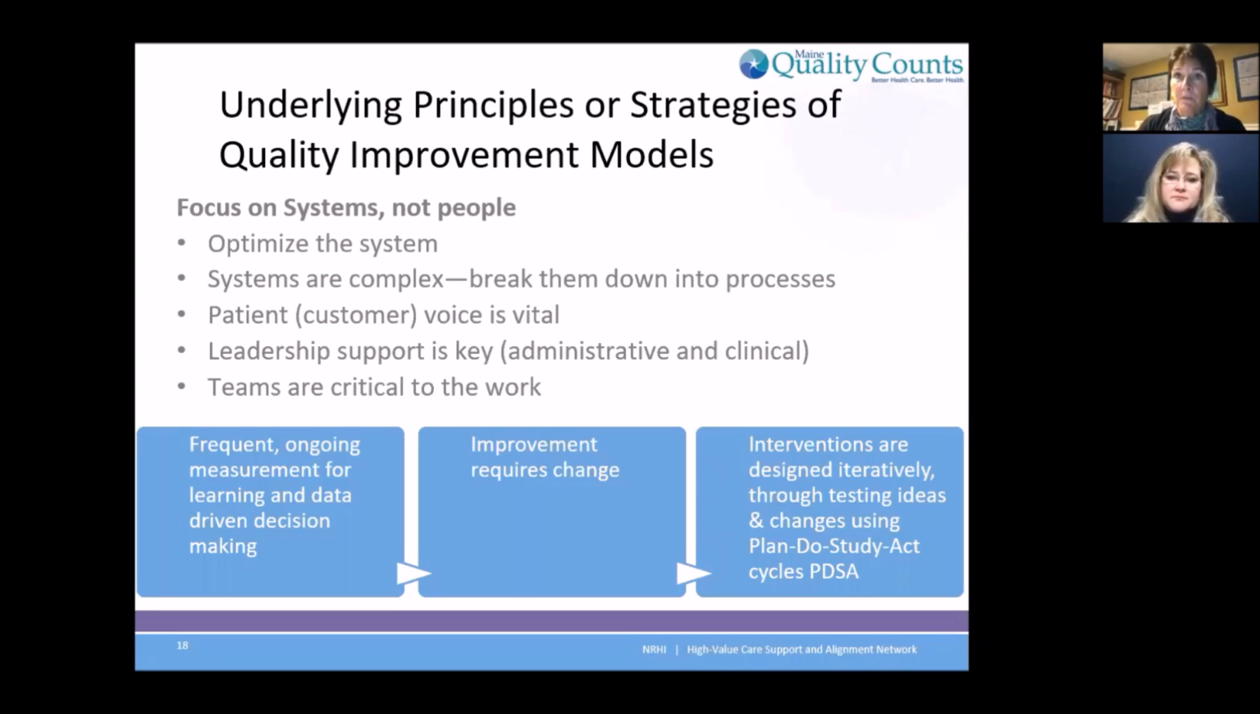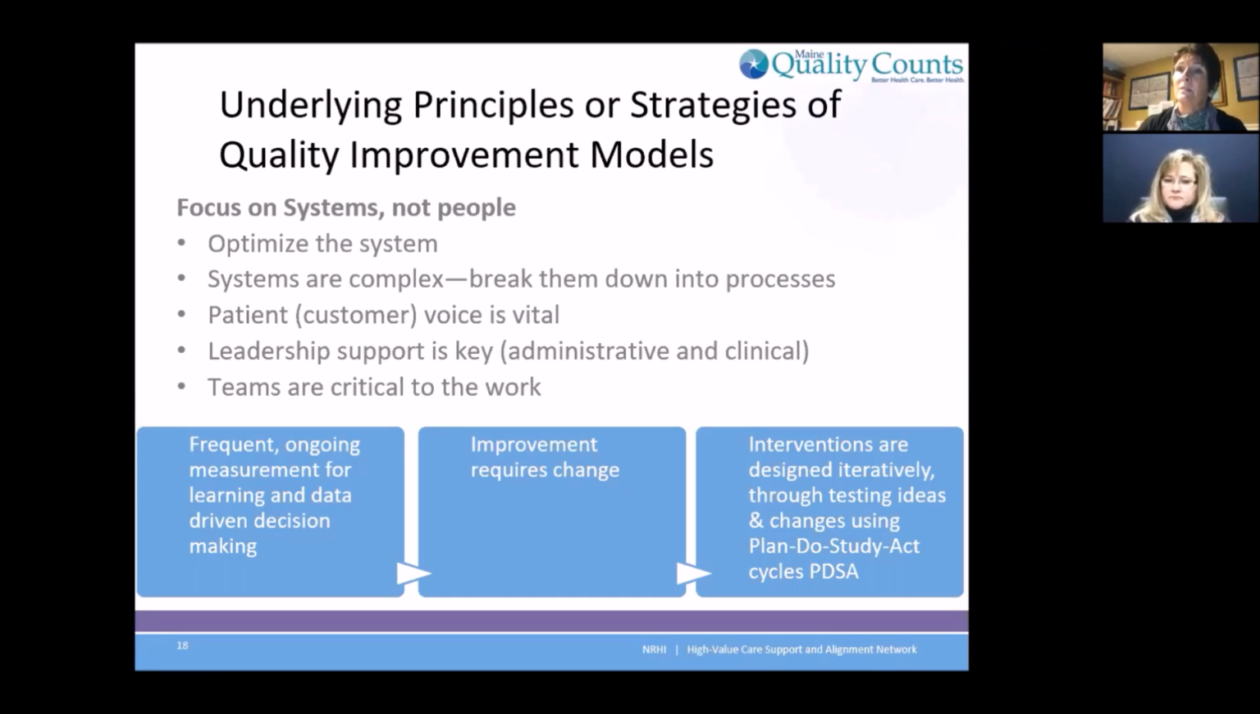There is in each one of them a need and a focus on having frequent and ongoing measurement, but measurement for learning and for improving, not measurement for judgment, not measurement for research, but measurement for improvement. Every model has this underlying idea: we know that all improvement requires change, and so that's why we have these models, to help us as best as we can make sure that our changes result in improvement from the get-go.